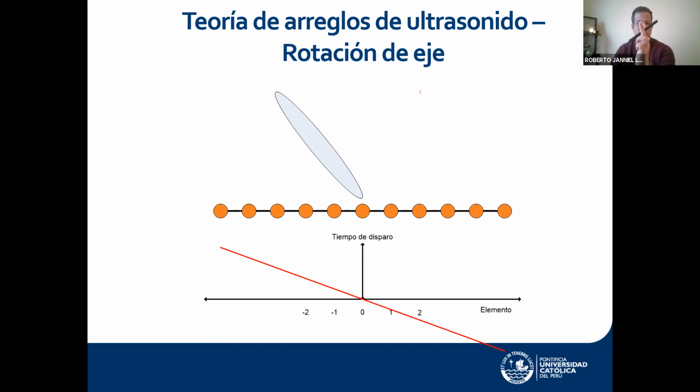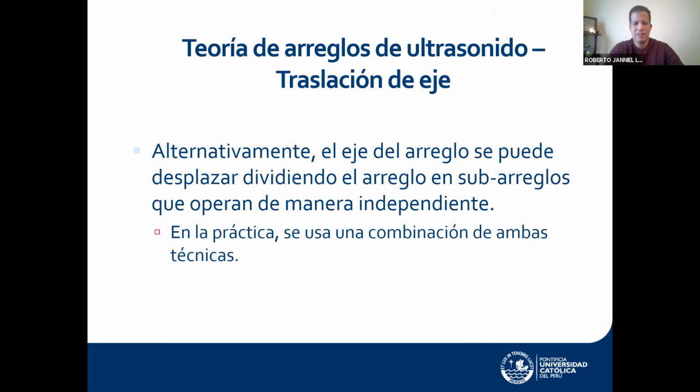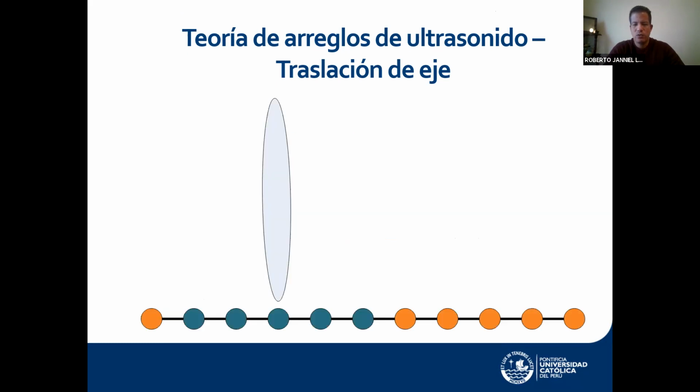But what I can do is, well, I can do it with electronic firings. I'm going to simulate that this is tilting like this, because I'm going to fire this one first, so it's going to look like it's over here. And I'm going to do this one last, so it looks like it's over here. And it's even more intuitive when we look at the axis translation with ultrasound arrays.